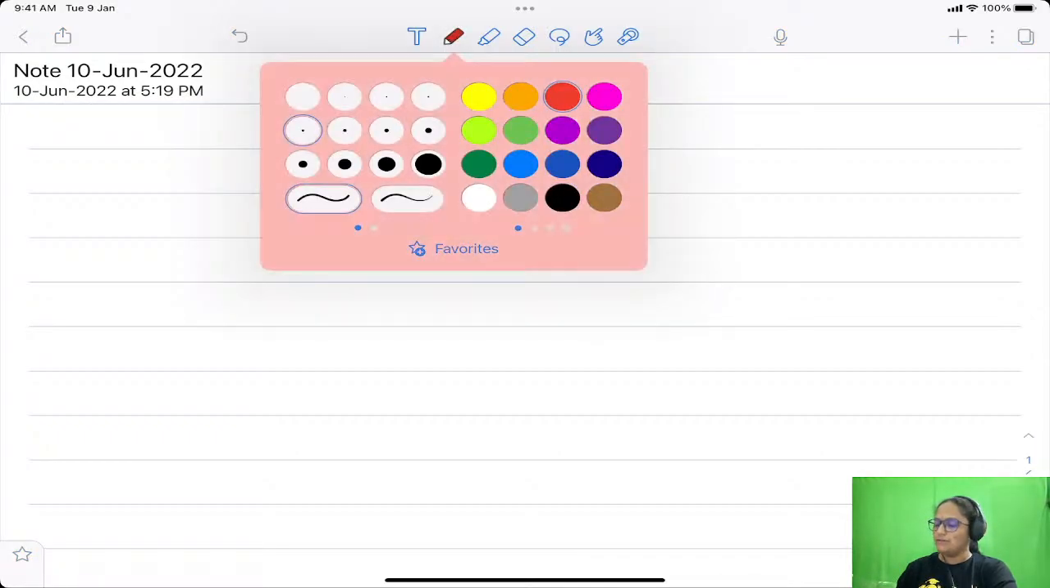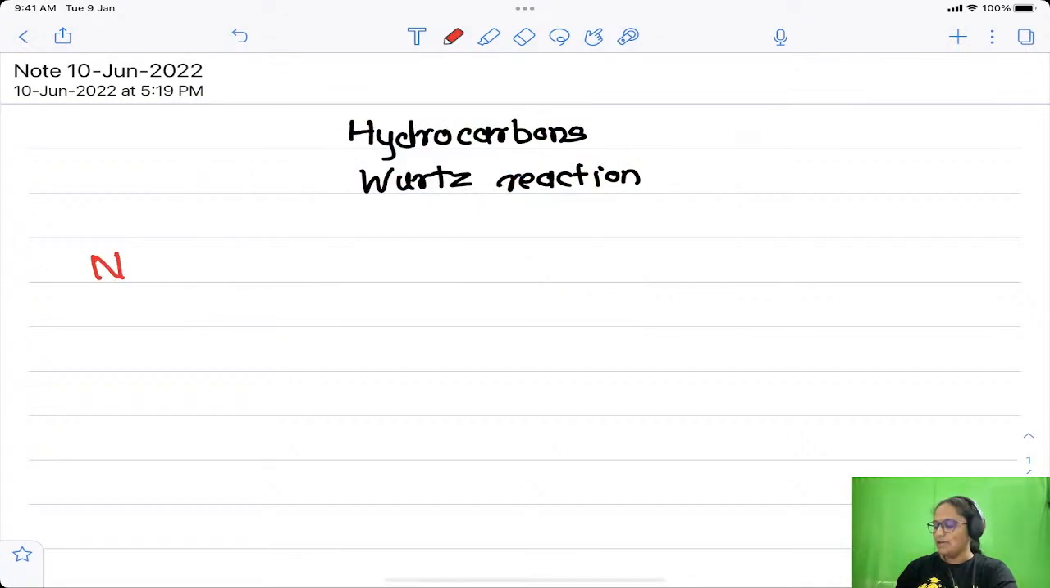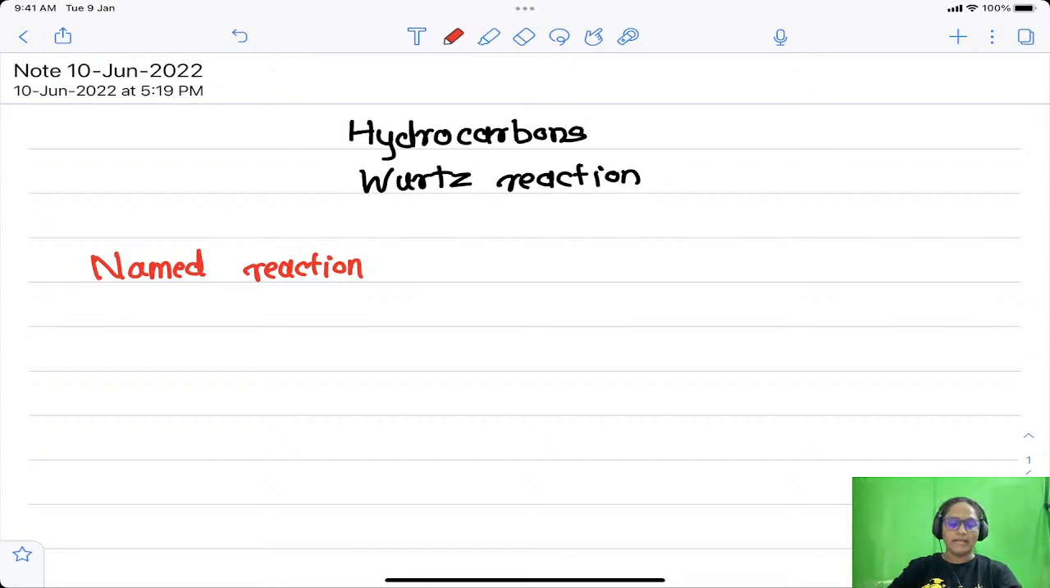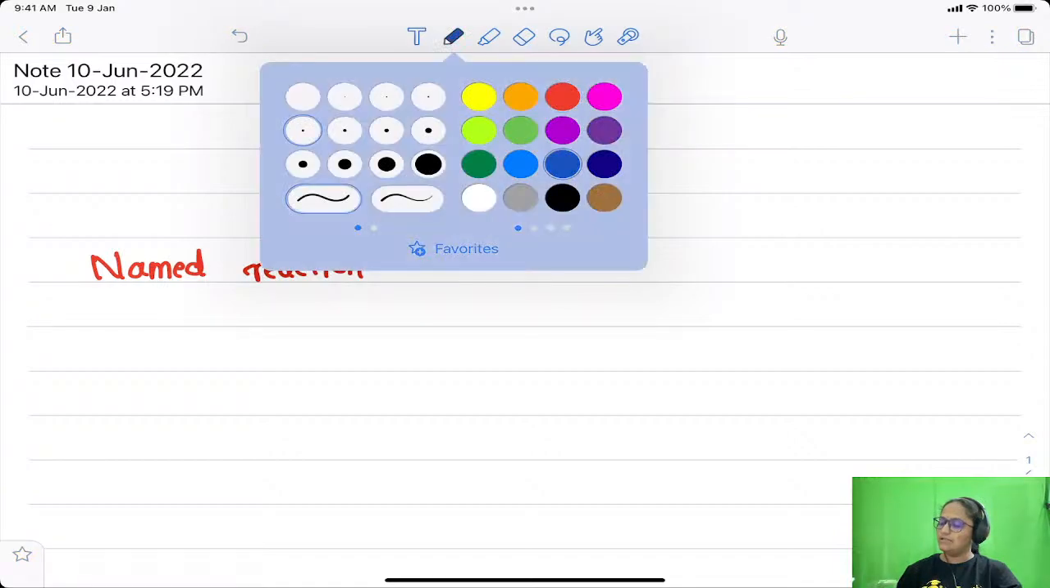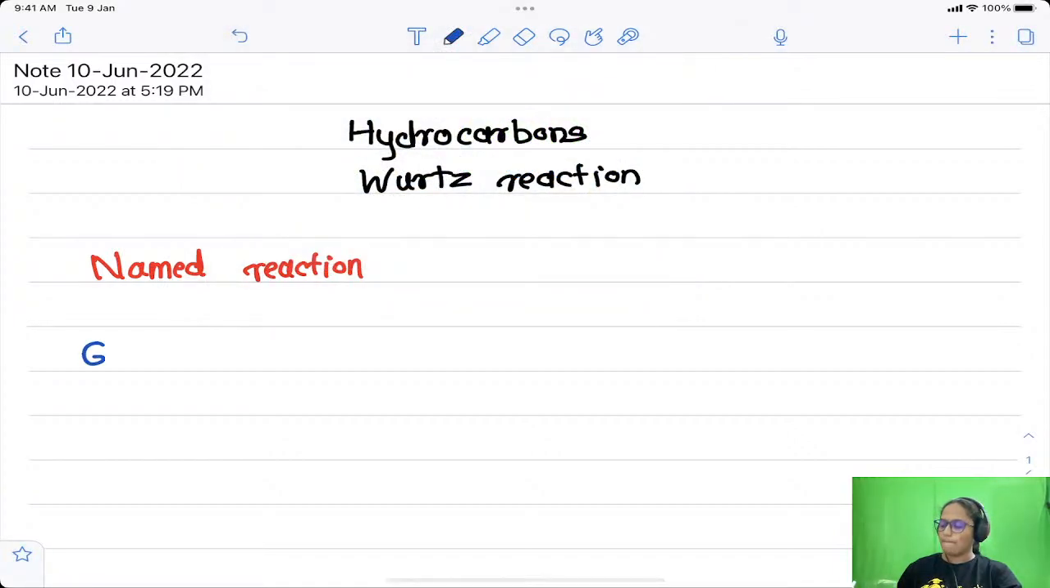First of all, let me tell you, this is a named reaction. Why is this called a named reaction? Because reactions which are named by the scientist who invented them are called named reactions. Wurtz reaction is such a type of chemical reaction. First of all, let us see the general chemical reaction for this Wurtz reaction.